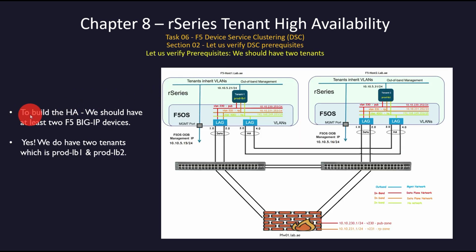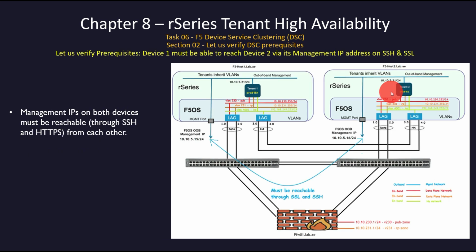To build the device service clustering, we should have at least 2 F5 BIG-IP devices. Yes, we do have 2 tenants, which are prod LB1 and prod LB2. Also, device 1 must be able to reach device 2 through its management IP address and vice versa. This is needed to establish the device trust between the F5 devices. This means management IPs on both devices must be reachable through SSH and HTTPS from each other.